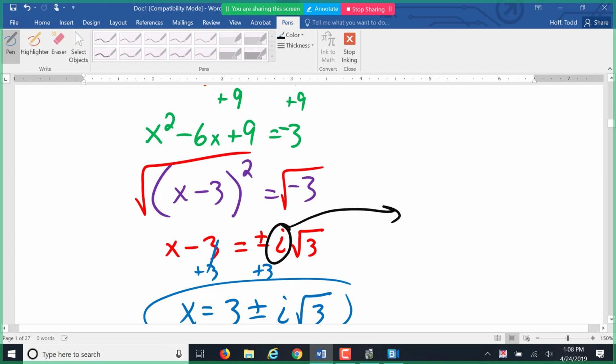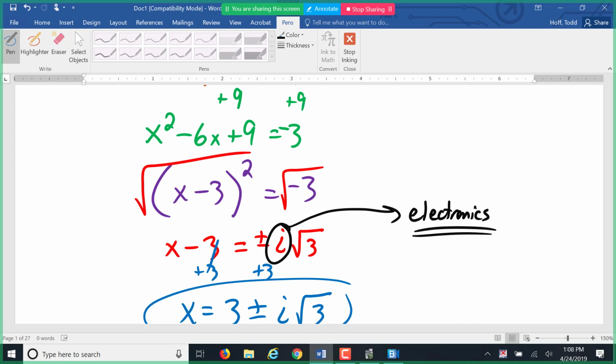The only place i really comes into effect is in electronics, in complex circuits. That's the only place I've ever really seen it in practical application. When you get into inductors and capacitors, there are real currents and then there are imaginary currents. So they affect the circuit, but they aren't really flowing.